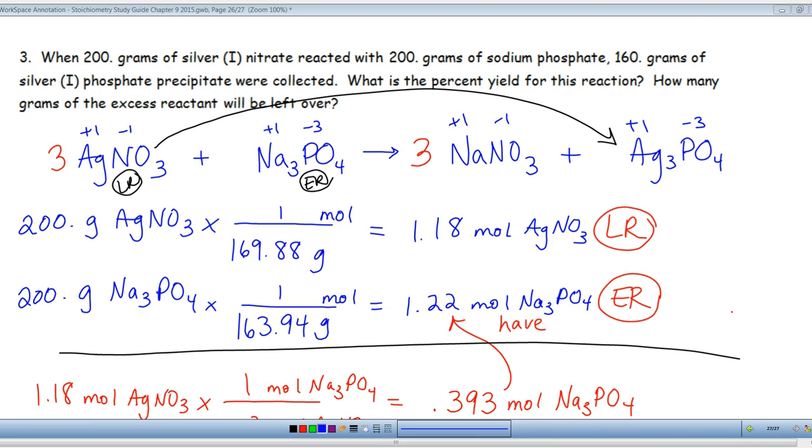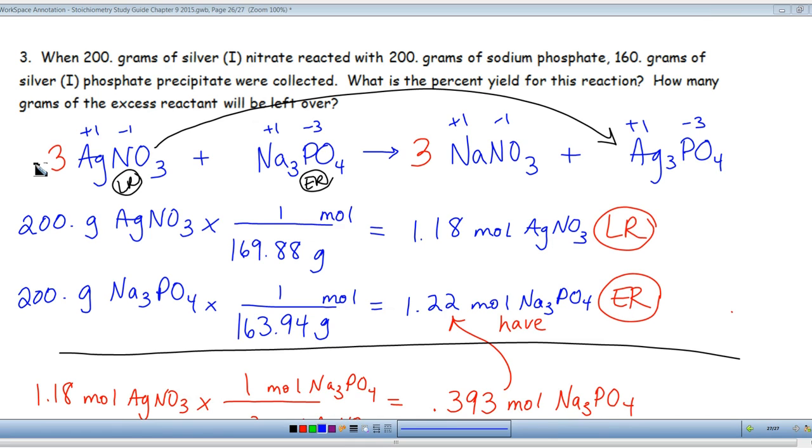Cool. All right, once I got the equation, now I'm going to try to figure out the limiting and the excess. So we've got 200 grams of each reactant, but I can't compare them in grams, so we need to get them into moles. Which, look at this, kind of wild. They're almost the same. Their molar masses end up being really similar. However, you need 3 times as much silver nitrate.